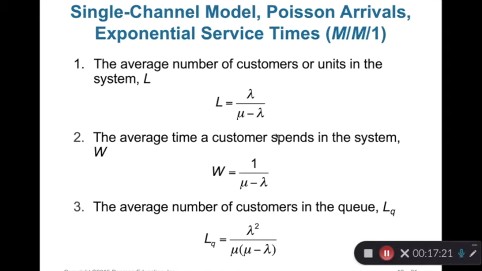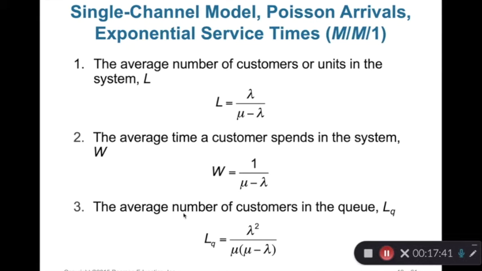Now let's look at those equations. The first one, the average number of customers or units in the system: L equals lambda divided by (mu minus lambda). Number two, the average time a customer spends in the system: W equals 1 over (mu minus lambda).